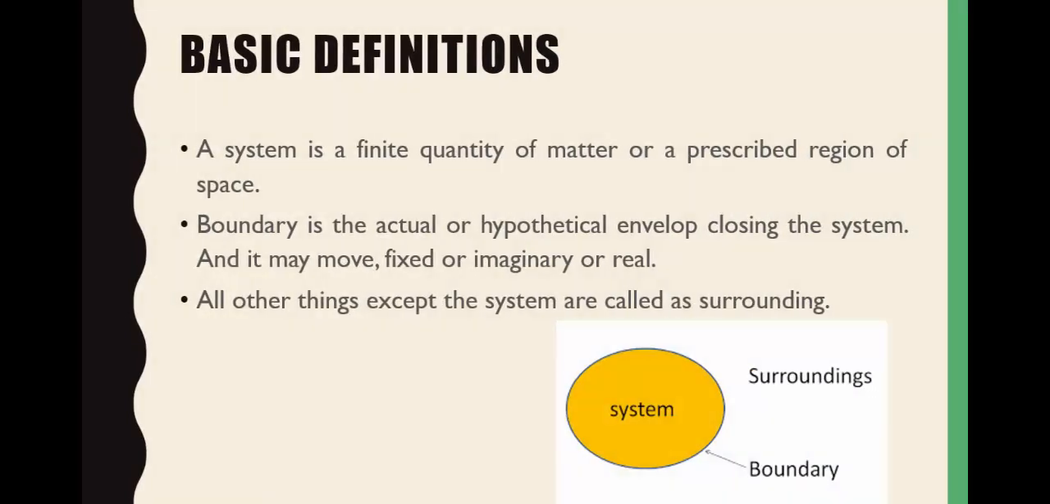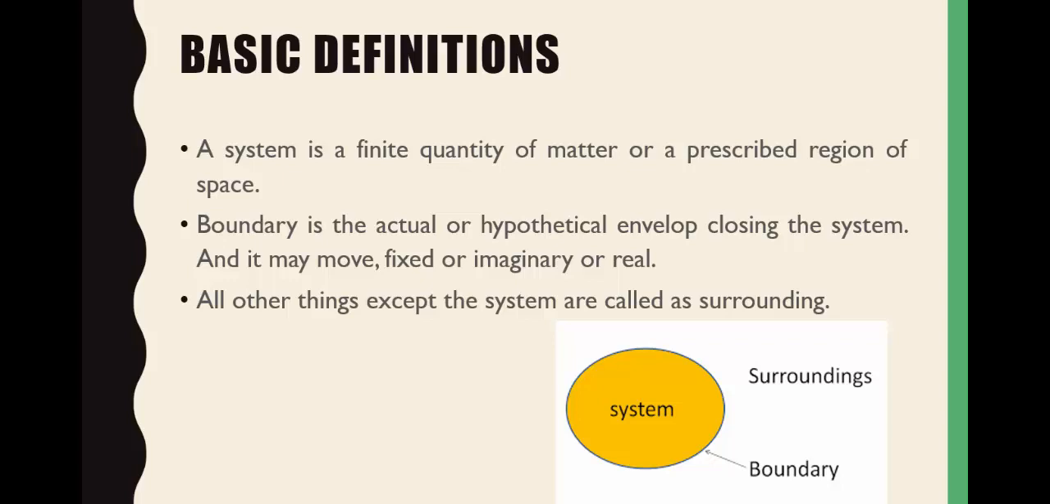Okay, then come to the very basic definitions. The very first thing you will study is system, boundary and surroundings. So what is a system? A system is a finite quantity of matter or a prescribed region or a particular region in space. If you take a jar for the thermodynamic study, then the jar is called the system, right? That is what is given here.